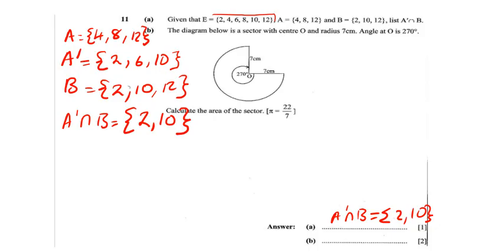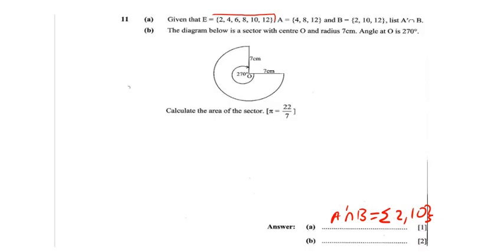Now, question B. The diagram is a sector with its center O and radius 7 centimeters. Angle at O is 270 degrees. Calculate the area of the sector. So, this question as well, they are interested to see how you are going to break down the numbers, how you are going to simplify. If you just know how to simplify these numbers, almost all mathematics paper 1 is very easy to solve. So let's begin.